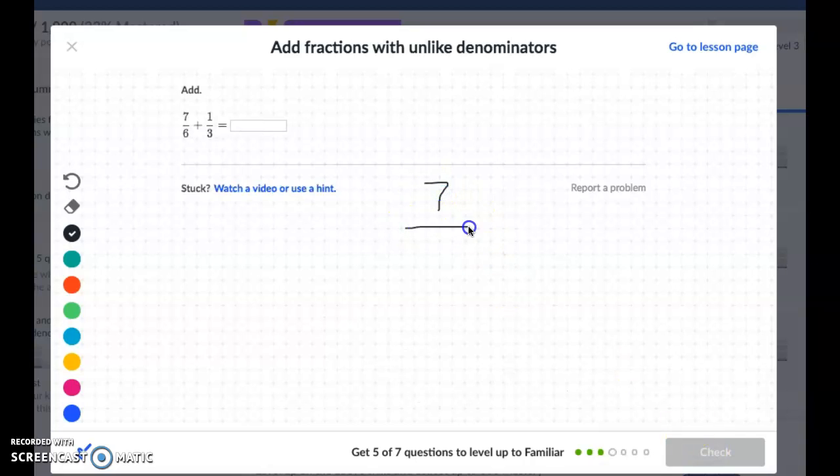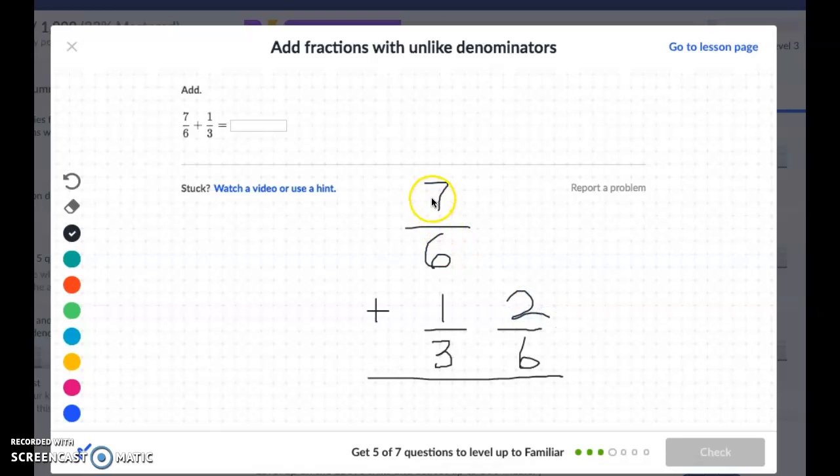7/6 plus 1/3. Okay, and I'm going to go back to that first method that we talked about. I can definitely make these both into a 6 because I can do 3 times 2 is 6, 1 times 2 is 2. So then I have 7/6 plus 2/6, so 7, 8, 9, so 9/6 is my answer. Remember, when we add and subtract fractions, we don't add or subtract the denominators, just our numerators.